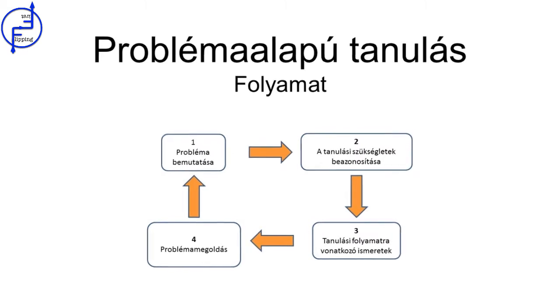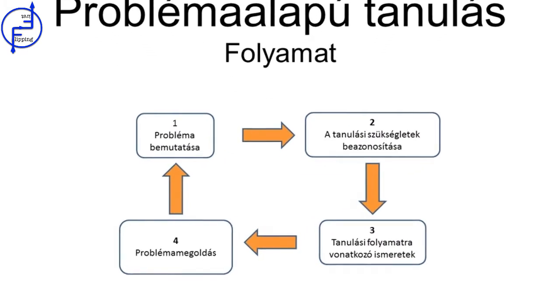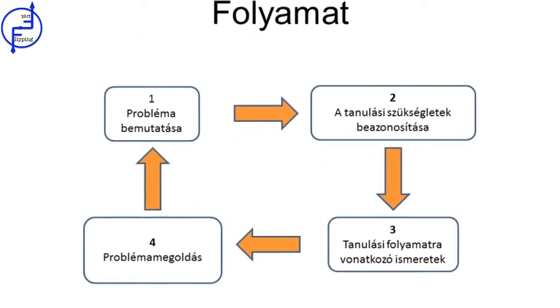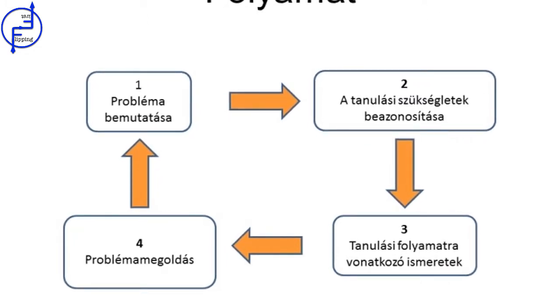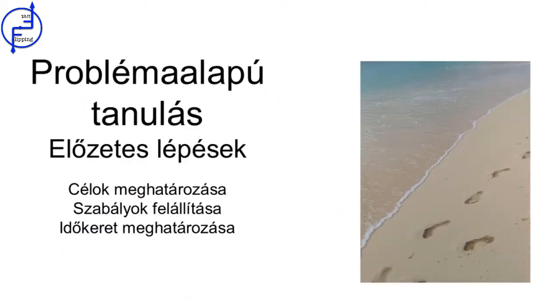Problem-based learning follows a cyclical working process that starts with presenting a problem to the students. Then, learning needs are identified and you learn the information. Finally, the problem is solved and in some cases new problems are identified, starting the work cycle all over again. There are a few steps that the teacher should follow before using an activity based on problem-based learning. The teacher must set learning objectives for the subject.